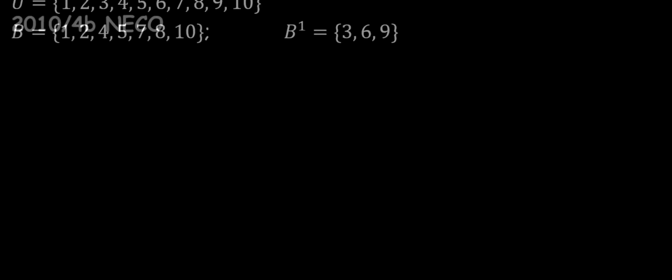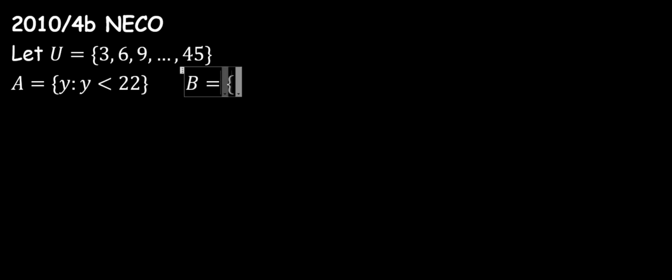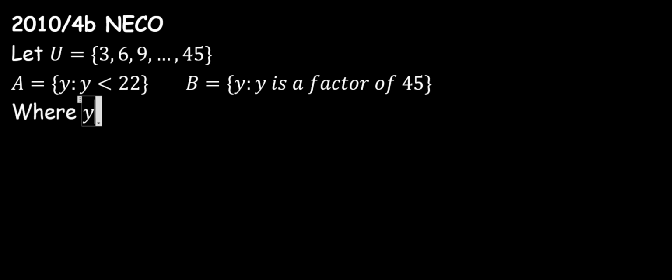Another example: let the universal set be equal to 3, 6, 9, on and on up to 45. The subset A is equal to {y such that y is less than 22}, and the subset B is equal to {y such that y is a factor of 45, where y is an element of the universal set}. Find 1, n of the universal set, 2, A union B, 3, A intersection B.